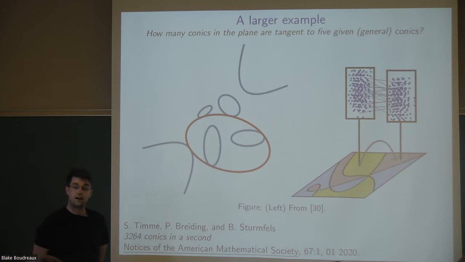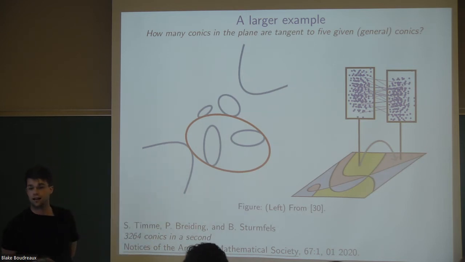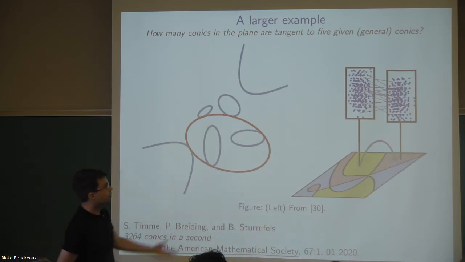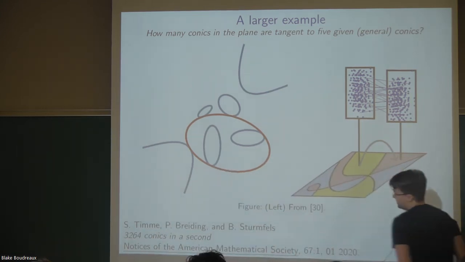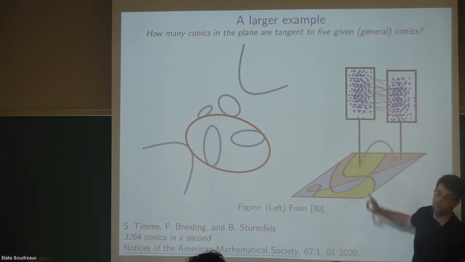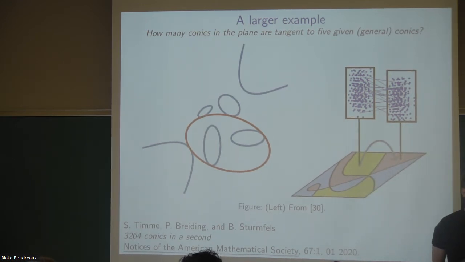And a natural question for a computational algebraic geometer is, can I write all those down? Can I draw them? So here's, for example, 1 red conic, which happens to be tangent to 5 blue conics, 4 ellipses and 1 hyperbola. So what's going on here when they say that they can compute 3,264 conics in a second is that they've pre-computed one of these solution sets. The homotopy continuation process from one parameter value to another takes only a second. That's how fast this works.